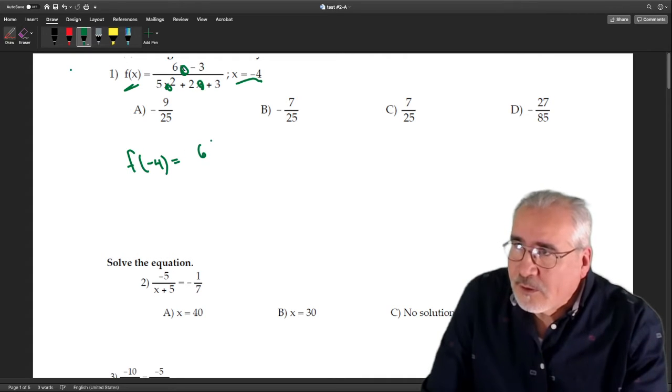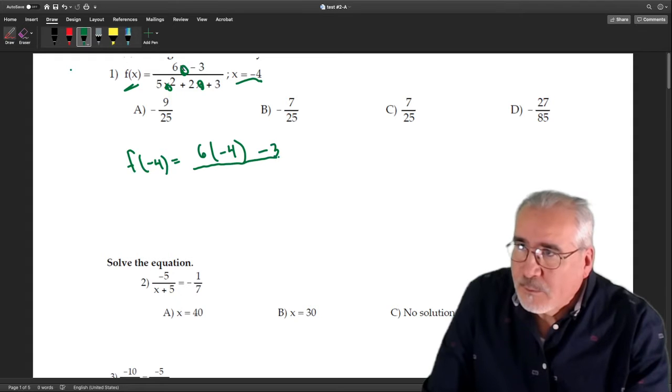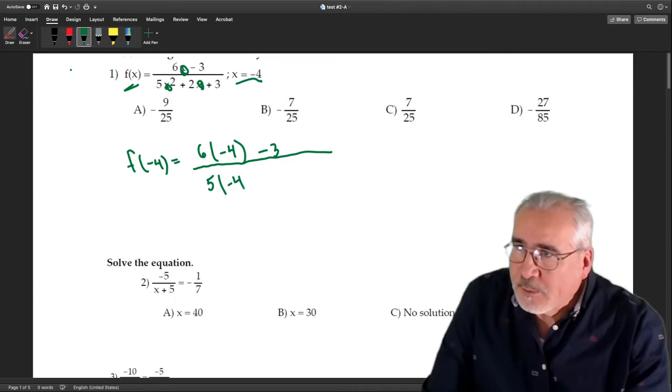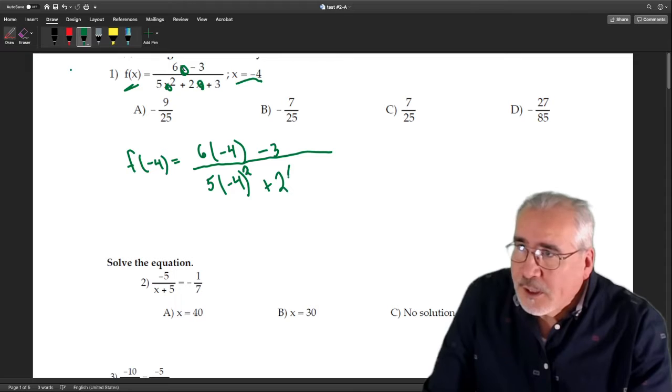We'll get 6 times -4, subtract 3, all over 5 times -4 squared, and remember, order of operations, we'll square first, plus 2 times -4 plus 3.